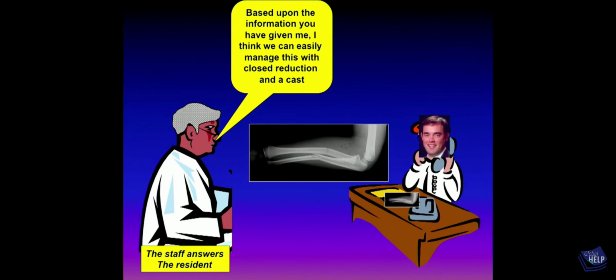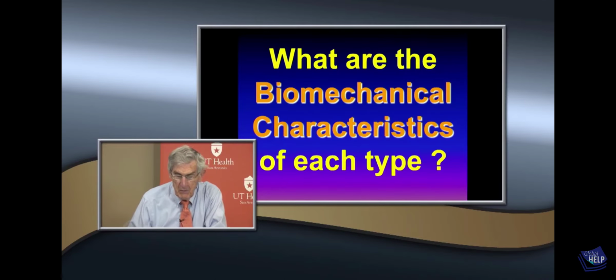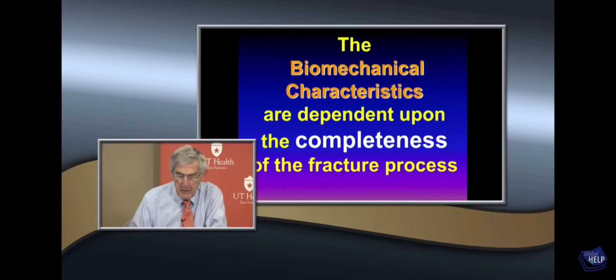So that's why you need to be a little bit more precise. That's why classifications are important. They are a little bit more precise and will give you the information that you need, as we discussed: the structure, the treatment, and the possible complications. And it sure pays to have read about it. So we'll look at the biomechanical characteristics of each type, and they're dependent really upon the completeness of the fracture process.